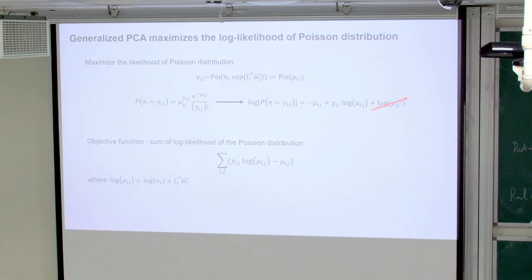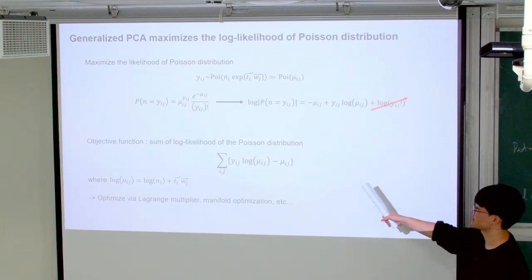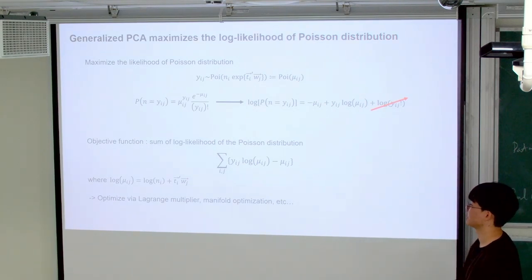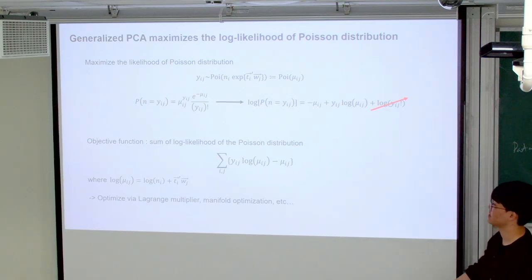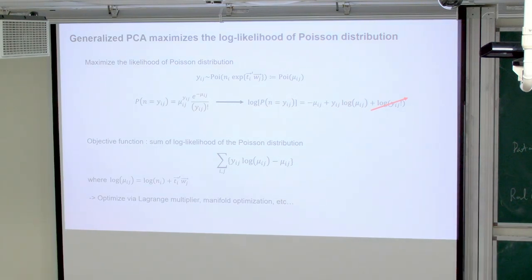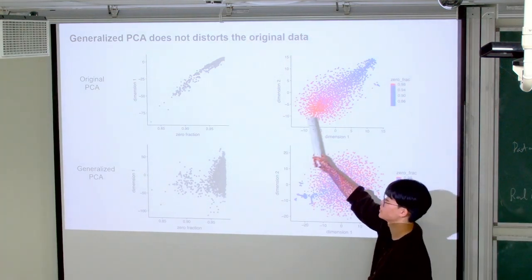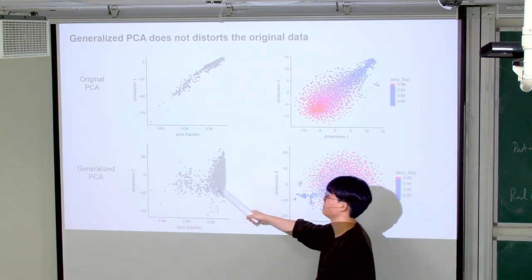And this is the objective function, and we could optimize by using Lagrange multiplier or manifold optimization or something else. So there are many ways. So when we apply the generalized PCA, the first row was from the original one, and the second one is from the generalized one.